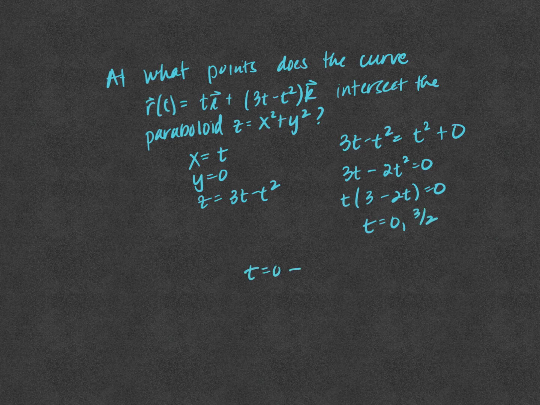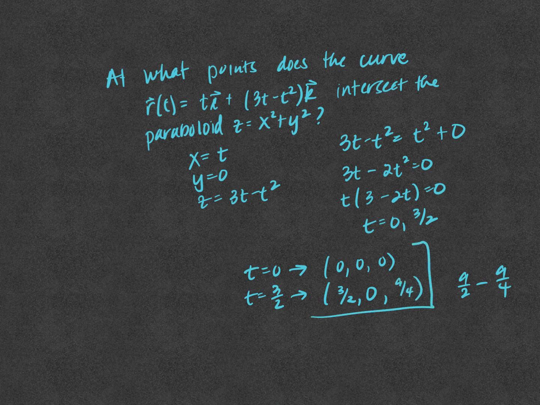Then when t equals 0, we're going to plug that into our r of t. We are asked to find what points exist, so we're looking for points. The x point is 0, the y point is always 0, and the z is 0, so 0, 0, 0. Now when t equals 3 halves, when we plug that into our parametric equations, x is 3 halves, y is 0, and z would be 3 times 3 halves, which is 9 halves, minus 3 halves squared, which is 9 fourths. So that gives me 9/4. So these are the 2 points where the vector curve intersects the paraboloid.